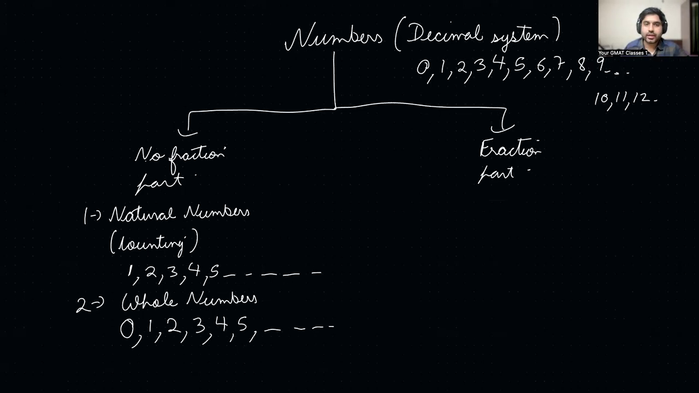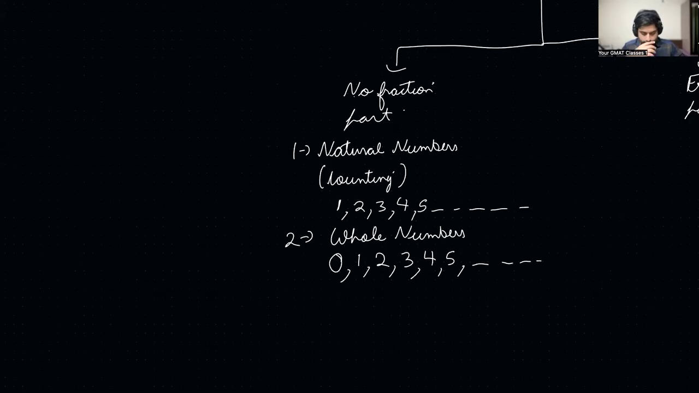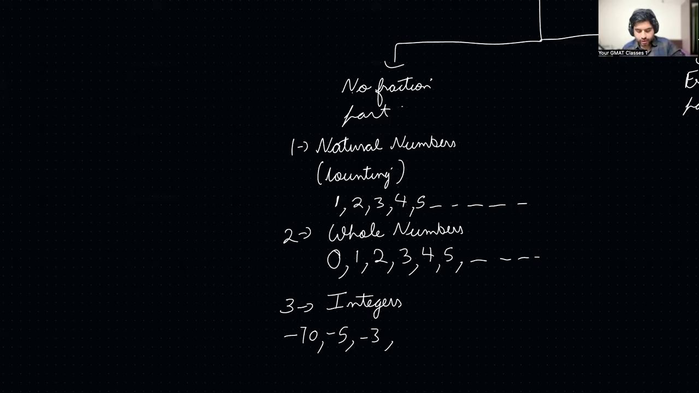And the third category that comes in here, let me put this in the center, is integers. Integers are all whole numbers plus negative numbers. So minus 10, minus 5, minus 3, 0, 1, 5, 15, 85, 68, and so on. So all these numbers are called integers.